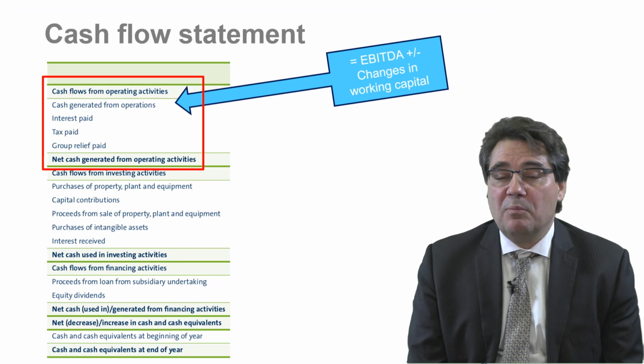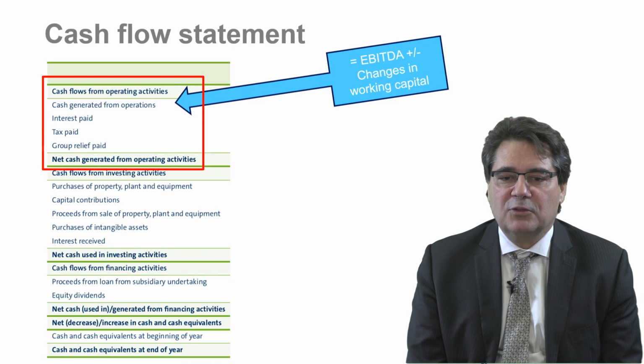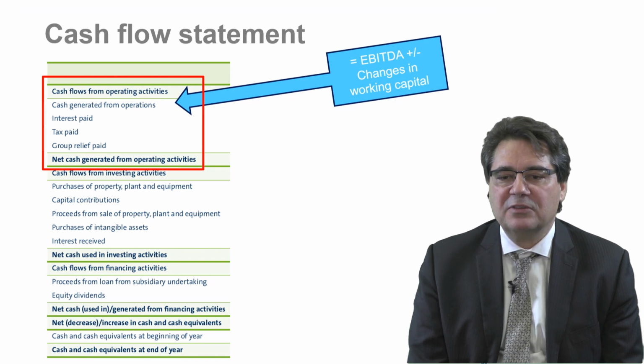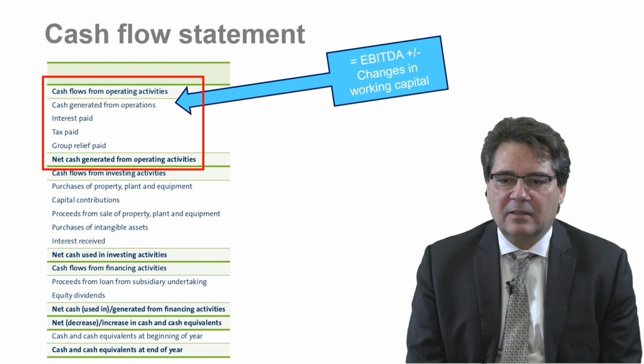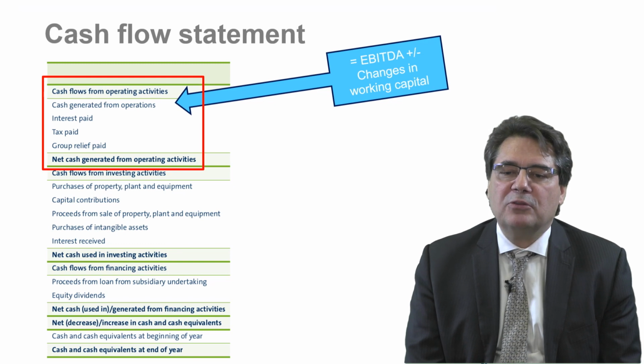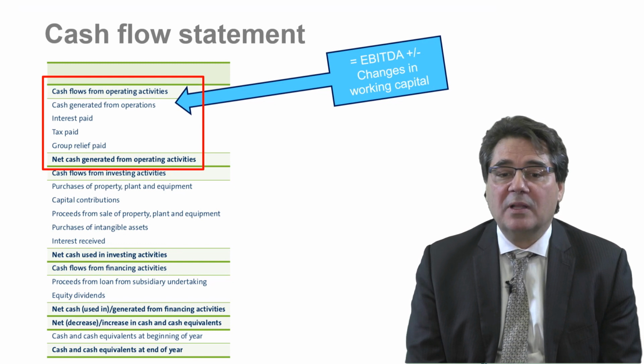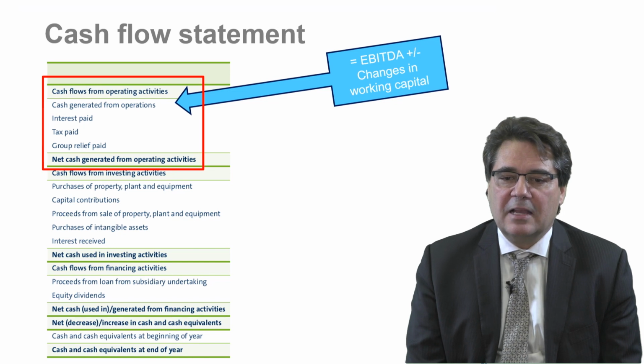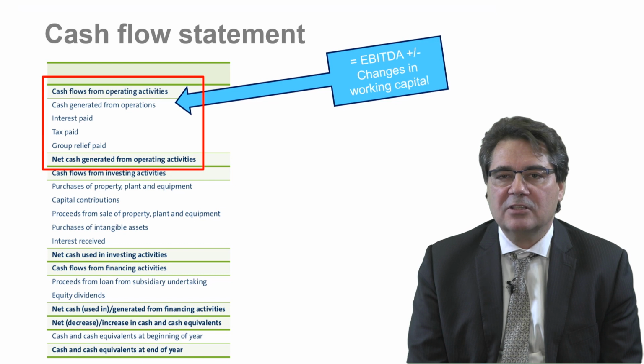EBITDA is one of the 2 components of cash flow generated by operating activities. The purpose of the cash flow statement is to provide information about where cash was generated and what cash was spent on. Cash flow from operation involves the inflow and outflow of cash in the course of running the business.